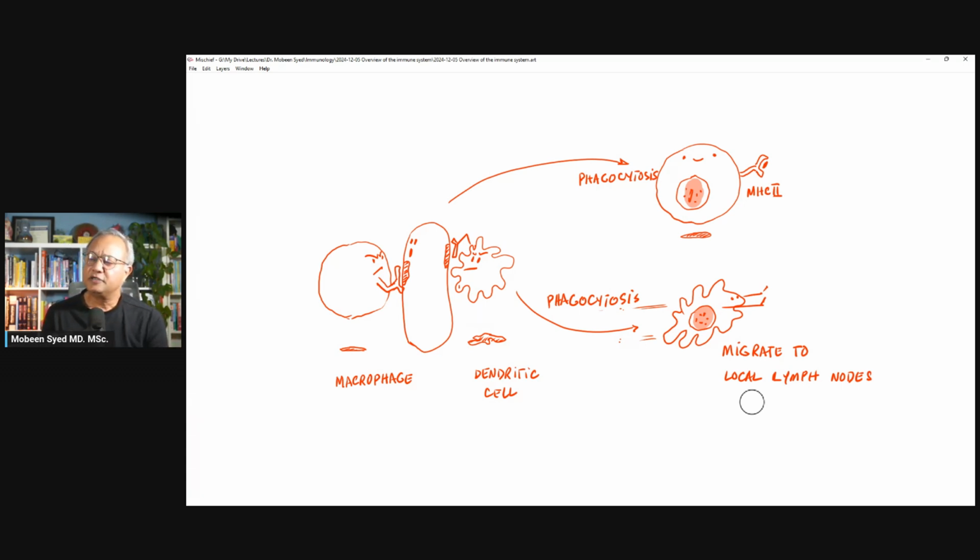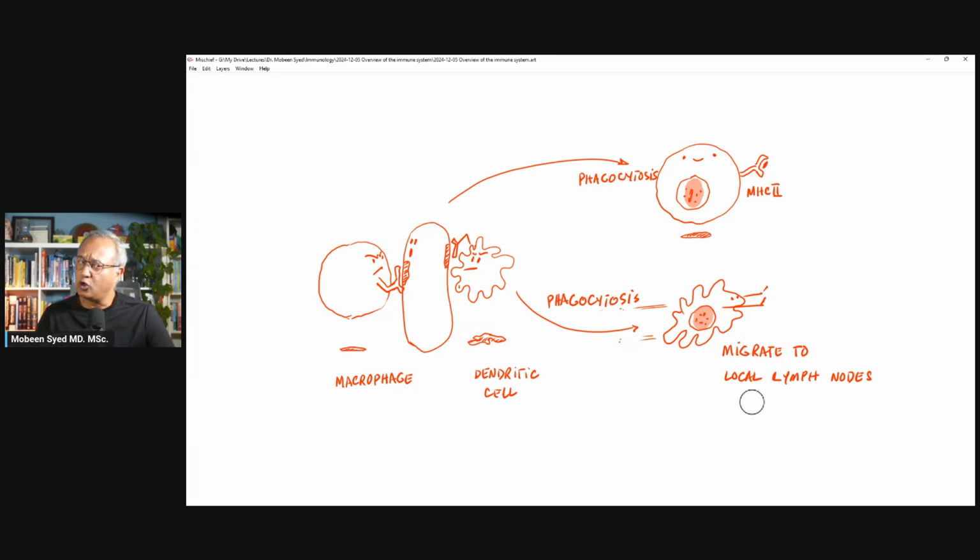And the lymph node is a chemical lab. It is a lab where the pathogen pieces will be inspected, and then the immune system cells, the acquired arm, that is T cells and B cells, would decide what to do with them.